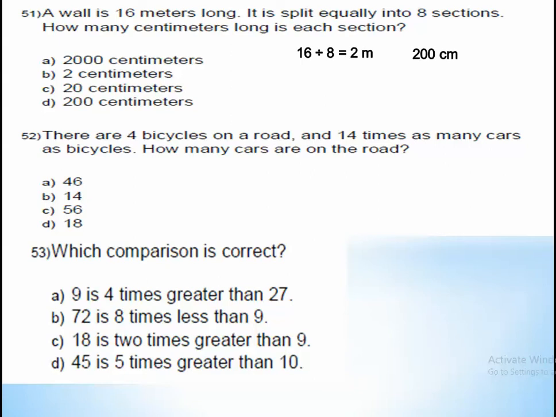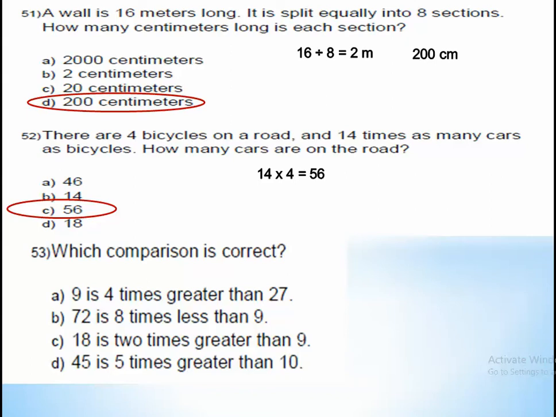There are 4 bicycles on a road and 14 times as many cars as bicycles. How many cars are on the road? Okay, we will multiply 4 times 14, it will be 56. Okay, this question is not in the material of the exam.